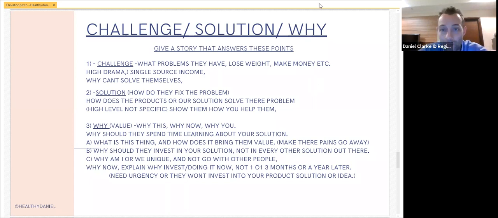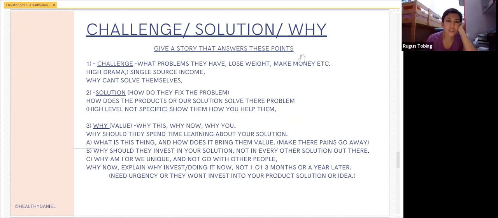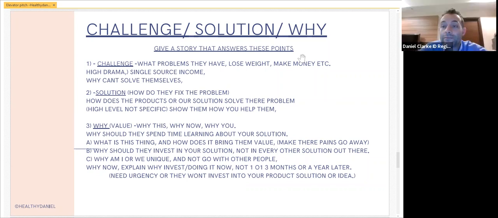So, let me see in the group, someone shared: money, time, and health, for sure. They are the 3 biggest ones. Who else has some examples? I would like to hear from Fiscal, from Uni, from Dr. Rugen, Priyanka, if you are available. What are some challenges that people have? Single source income. Yeah, exactly.